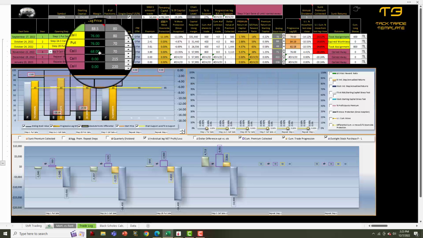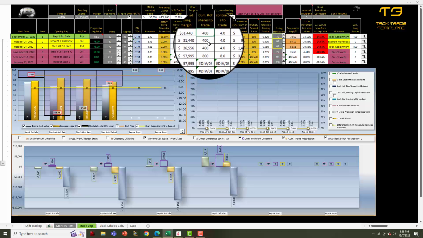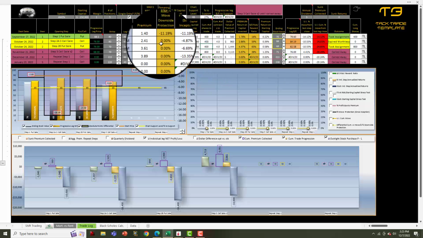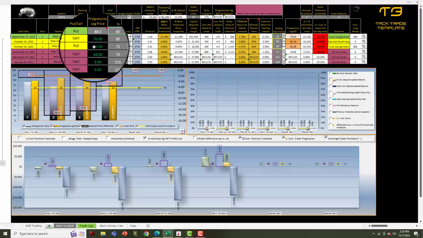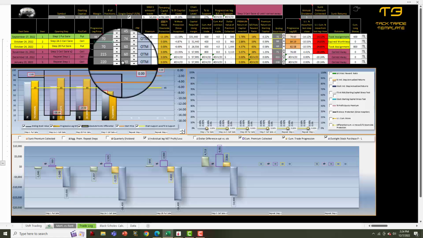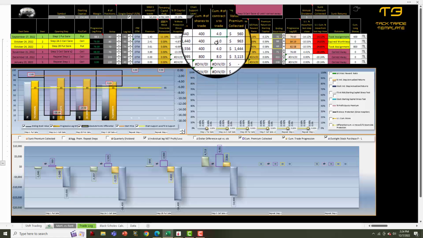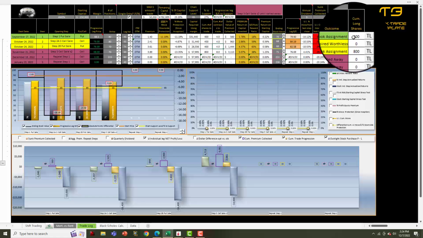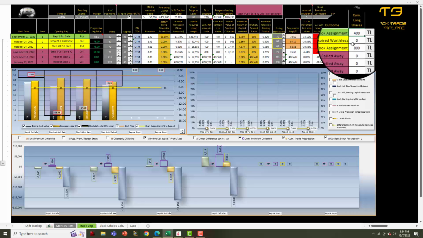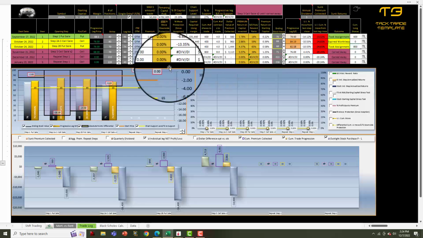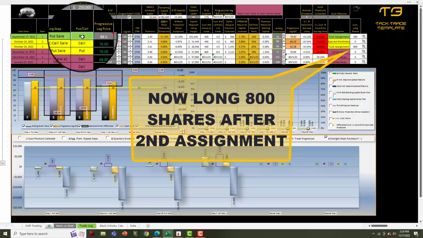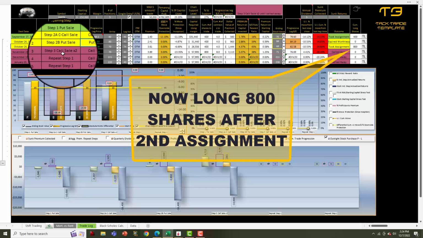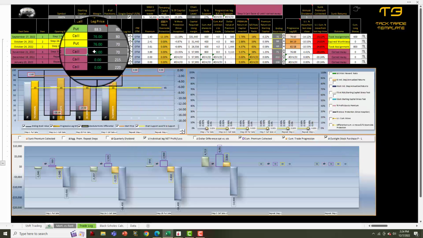We now have 400 shares plus an additional 400 shares. We got assigned here at the $80 put strike, and we were assigned here at the $70 put strike. On a cumulative basis, we now have 4 and 4, and we took assignment here for 400 shares, and here for an additional 400 shares, totaling 800 shares. We're now long 800 shares. There is no more put sells, just step 1 and step 2B. In step 3, all we do now is put our shares up for sale.